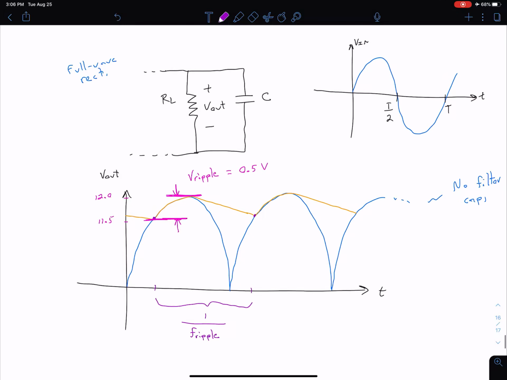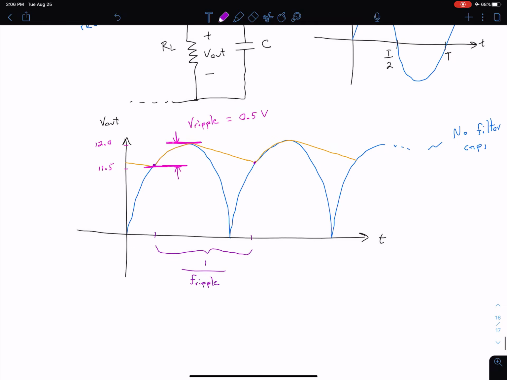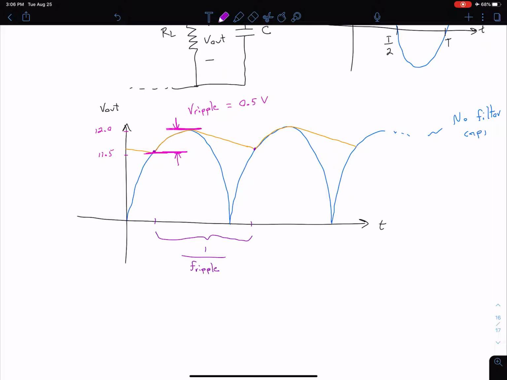And so for this case, for our full wave rectifier, we can see that the period of our input wave would have been from here to here, because this would have been our positive half cycle and our negative half cycle. So we can see our ripple frequency is half of our input frequency, as we said in our previous video.